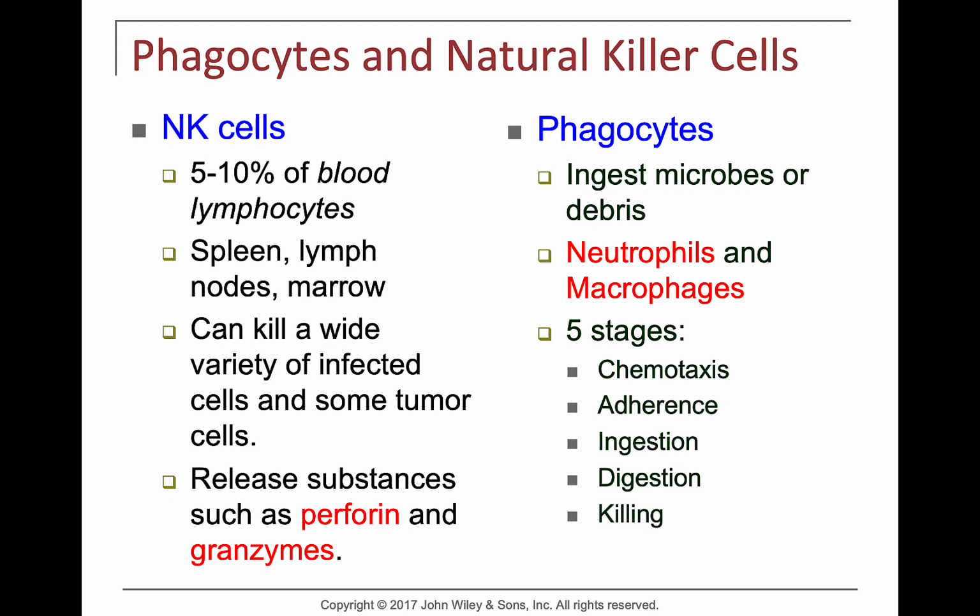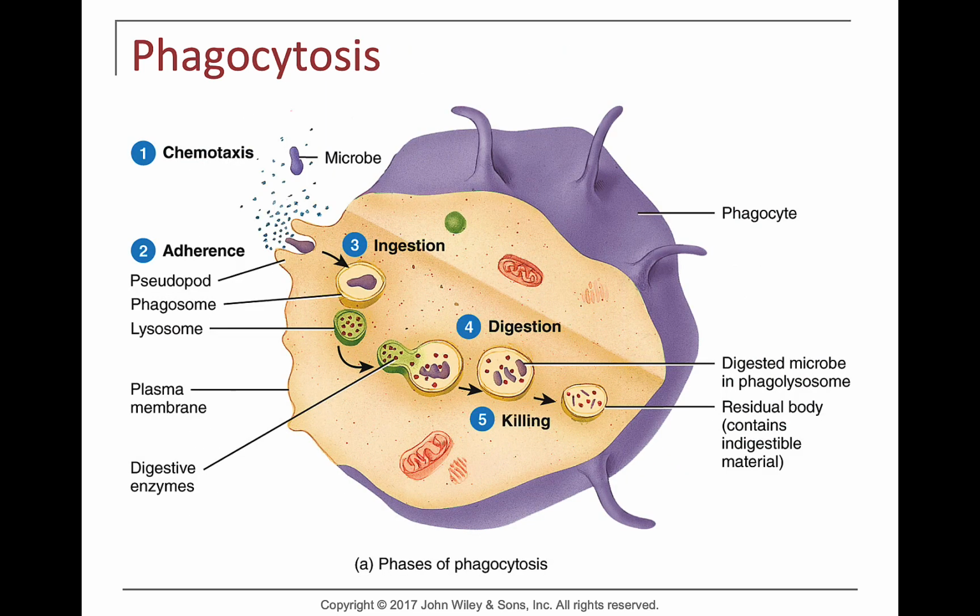Phagocytes are cells such as neutrophils and macrophages, which are white blood cells that live in immune system organs and in your bloodstream. And what they do is ingest and destroy debris or microbes. Now, if we see the figure here, we can see the stages of phagocytosis. The first is chemotaxis, which I think is very interesting. The phagocyte will release chemicals that attract this microbe here. So the microbe and the phagocyte will come together.